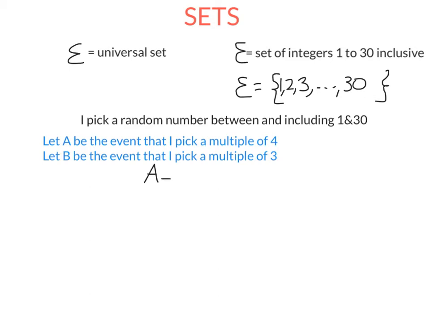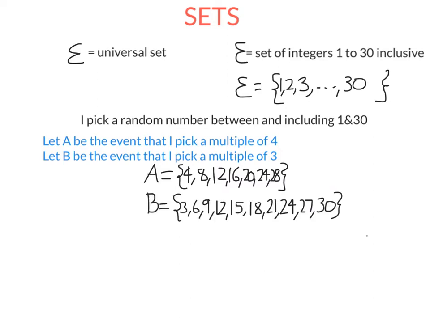To write A, I need to use these squiggly brackets because it's a set. If I pick a multiple of 4, I could pick a 4. That's one possible outcome. I could pick an 8, a 12, a 16, and so on. I'm going to stop at 28 because remember I'm only picking a random number between and including 1 and 30. Similarly, I could write B. And I again use squiggly brackets because B is a set of outcomes.